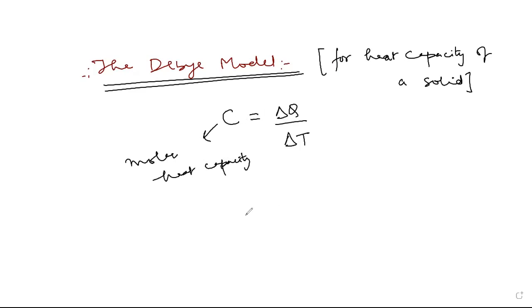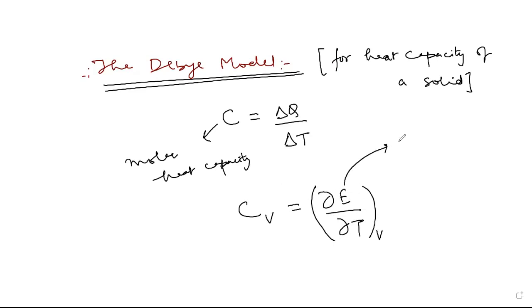And we know if the system is placed at constant volume, that means if the process is carried out at constant volume, then we can write CV as dou E by dou T at constant V, where this E is the internal energy of the system, right?